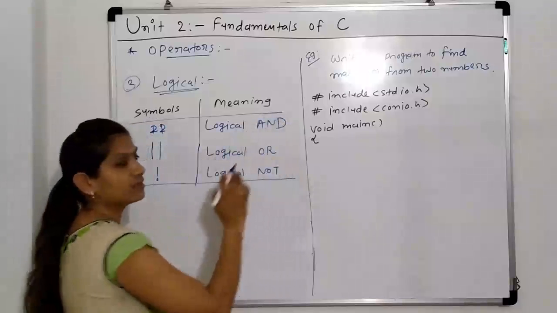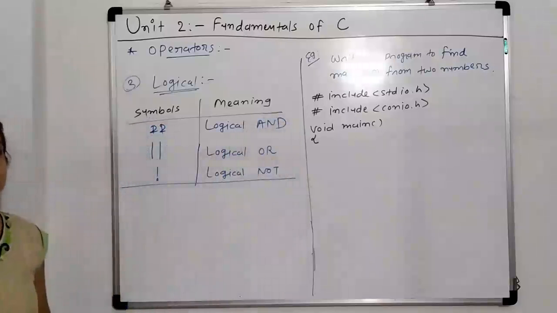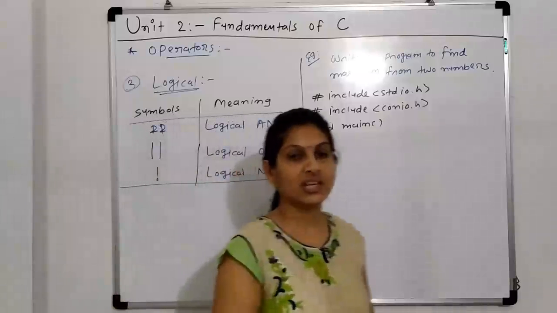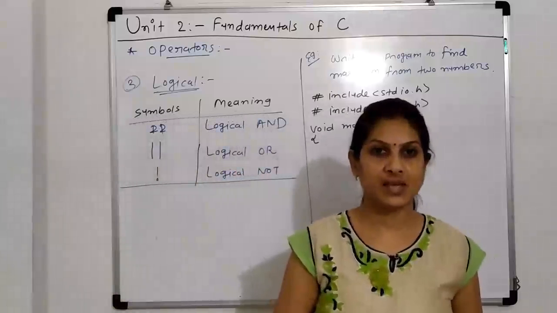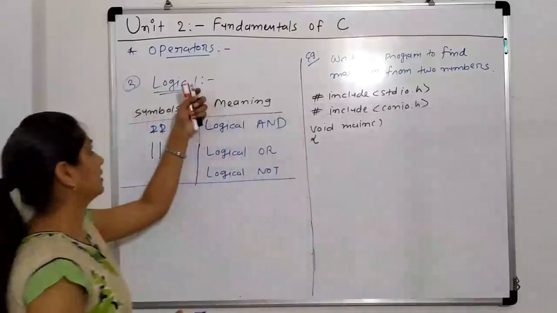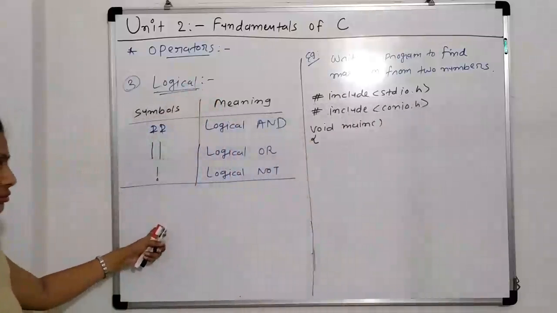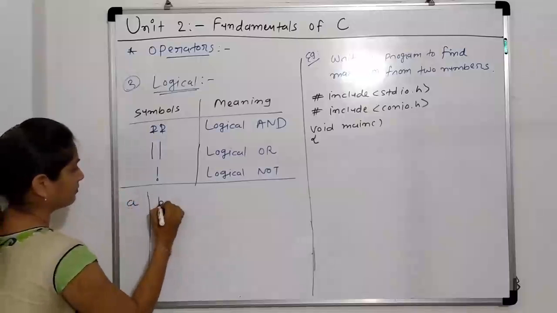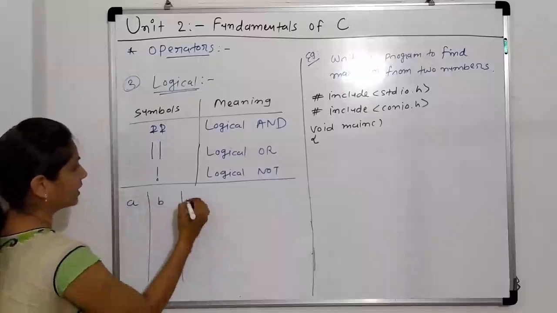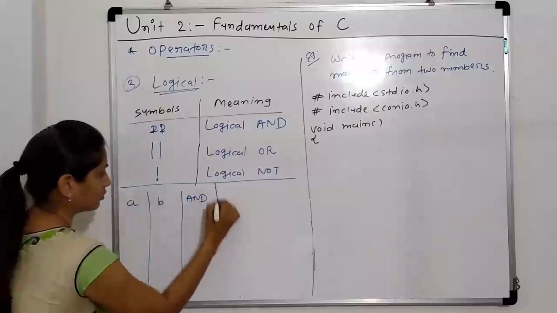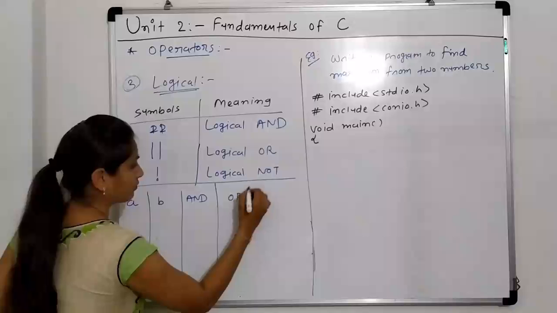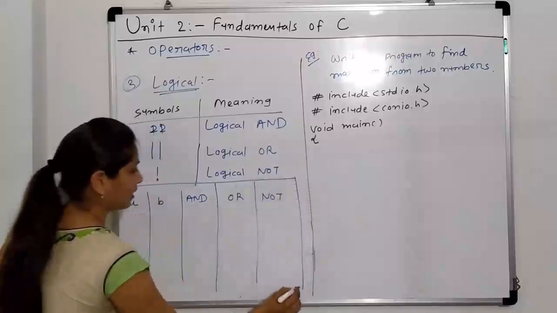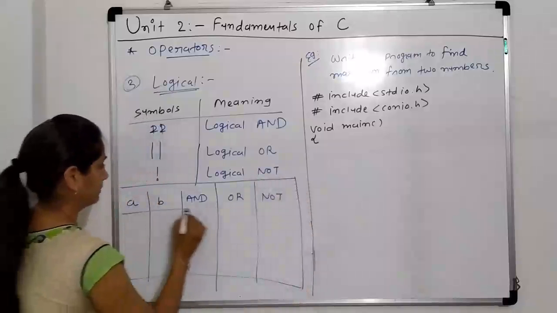This is nothing but the logic gates, if you remember. Whenever you are using logic gates, the truth table is there. So for this operator, first we have to draw the truth table. So here A is there, here B is there. Then for the AND gate what is the output? For the OR gate what is the output? And for NOT, that we have to show here.